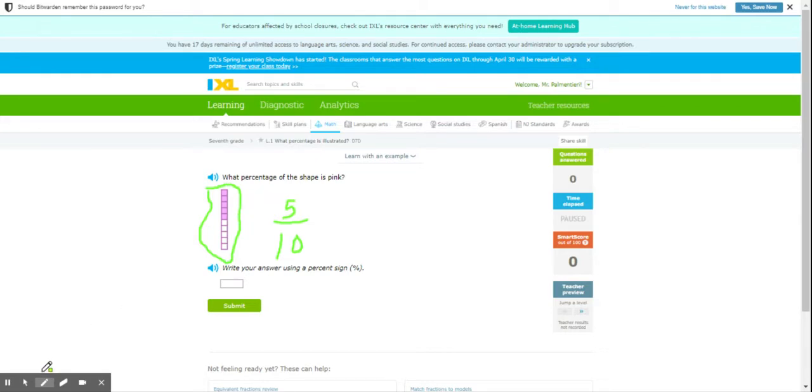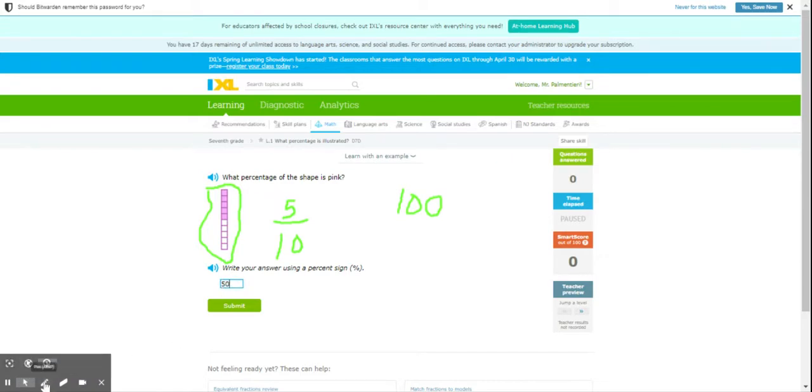Now you can either realize that 5 is half of 10, which would mean it would probably be half of what a whole percentage is. And if you remember, percent is always out of 100. So if it's out of 100, well, what's half of 100? 50. So that would be 50%.